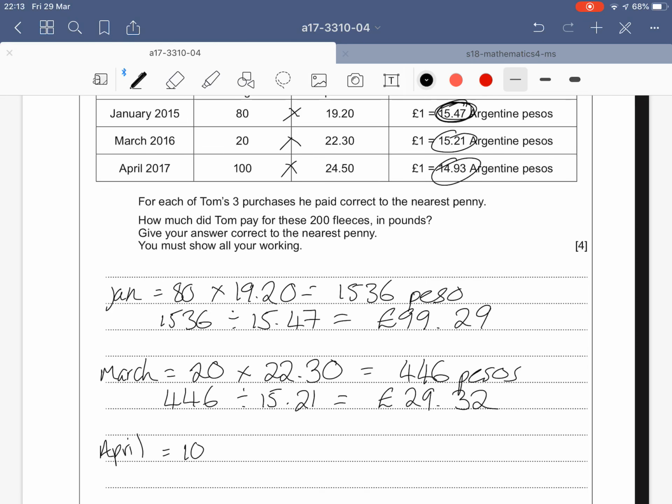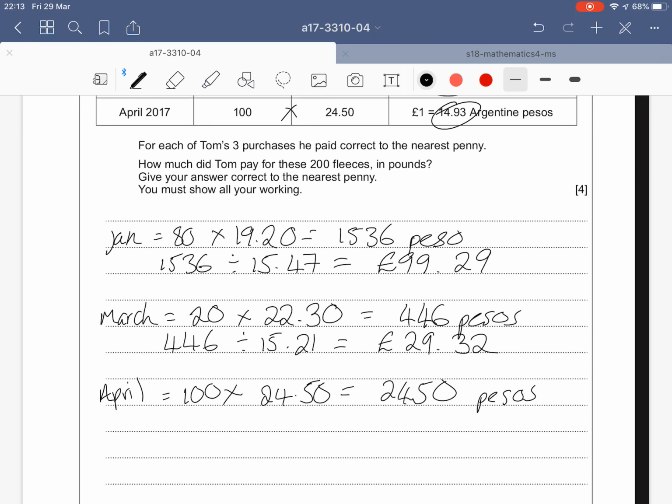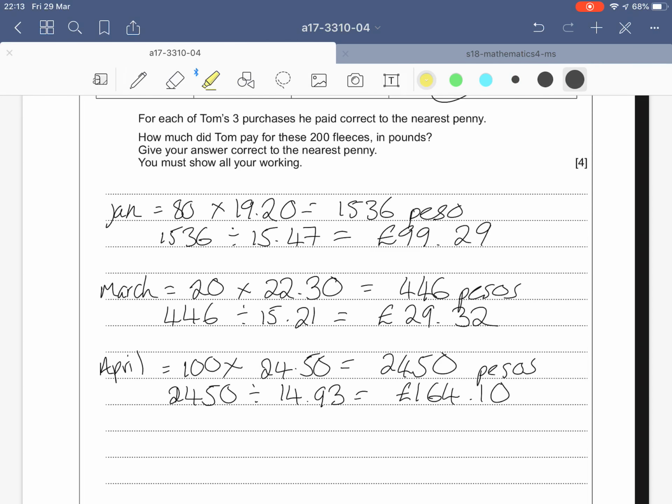he's got 100, and they cost 24.50. So once you times those, you get 2450. Again, we're changing that into pounds. New exchange rate of 14.93 to get 164.10. So, I mean, we just need to add these up now.